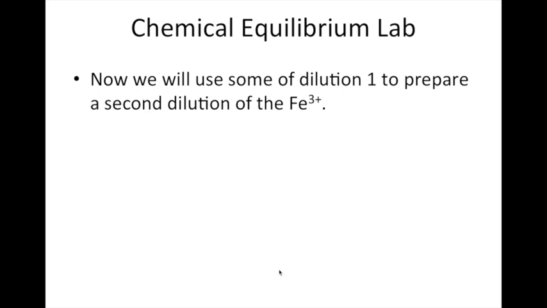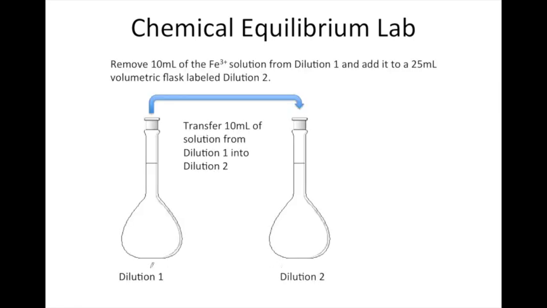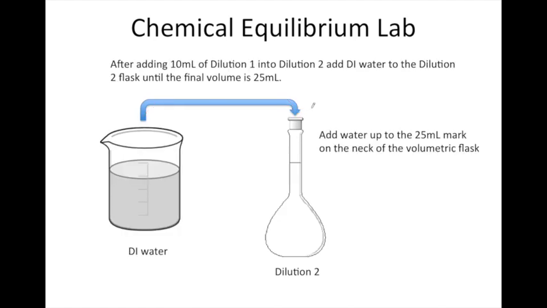Okay, now that we've prepared dilution 1, let's use some of dilution 1 to make a second dilution. Again, we want to make several dilutions where we get more and more dilute with our iron 3. So we're going to do kind of the same thing, except instead of using the stock, we're going to take 10 milliliters of dilution 1, which we just prepared, and we're going to put that into a 25 ml volumetric flask. Then we're going to add water until we get up to the 25 mil mark. So now we've taken some of dilution 1 and we've diluted it to make dilution 2.